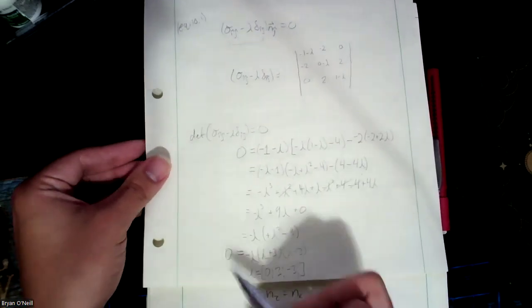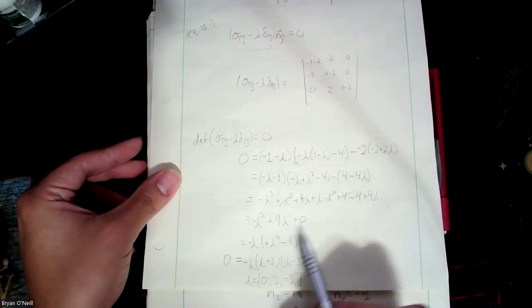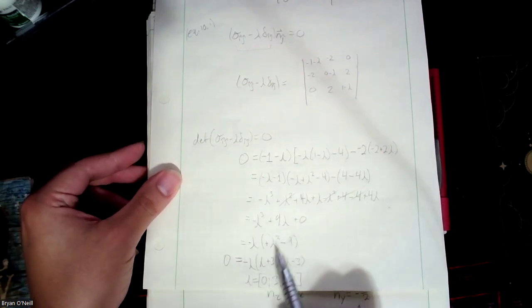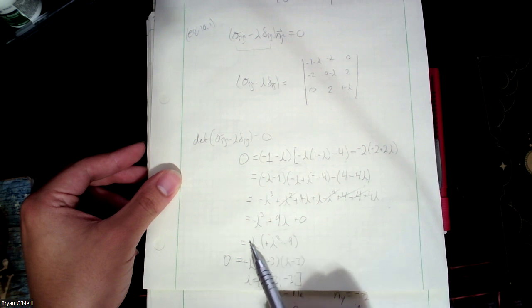Eventually you get negative lambda cubed plus 9 lambda plus 0. To make this simpler on myself, I took out a lambda from there because I didn't know how to solve this, but I do know how to solve this. So we took the lambda out, and then you see lambda squared minus 9. I took a negative sign out too.